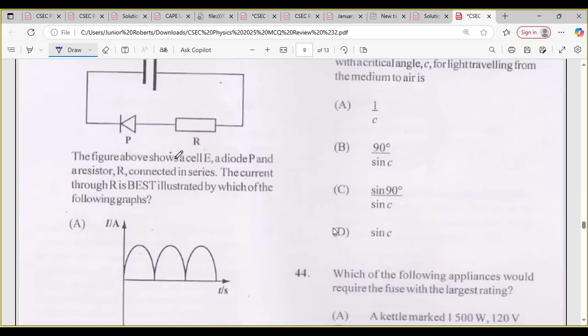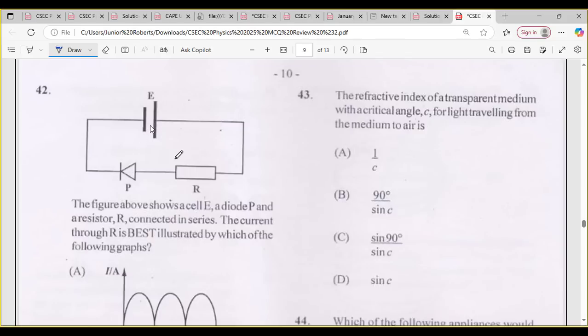42 now says the figure above shows a cell E, a diode P, and a resistor R connected in series. The current through R is best illustrated by which of the following graphs? So right here we have a cell, this side is going to be negative and this side is going to be positive, and this is a DC source, right? Now we have a diode connected. This side of the diode is positive, this is negative, so the diode is going to be connected in forward bias. So we're going to have a current flow through this resistor.